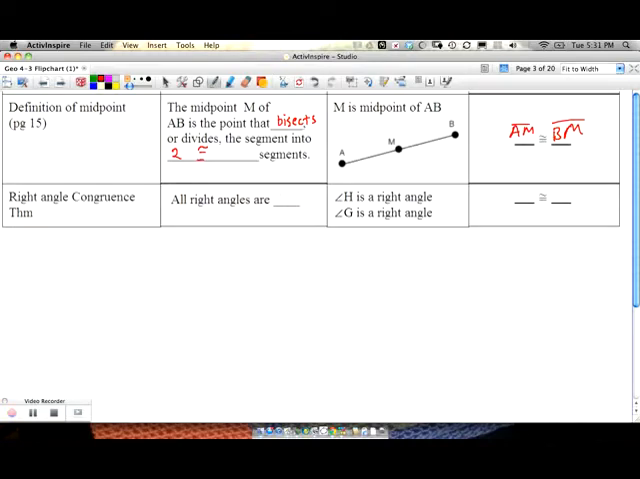Okay, right angle congruence theorem. This is pretty easy. All right angles are congruent. That's awesome. That means that angle H is a right angle, angle G is a right angle, and angle H and angle G are also congruent because they're right angles. And right angles are all 90 degrees.